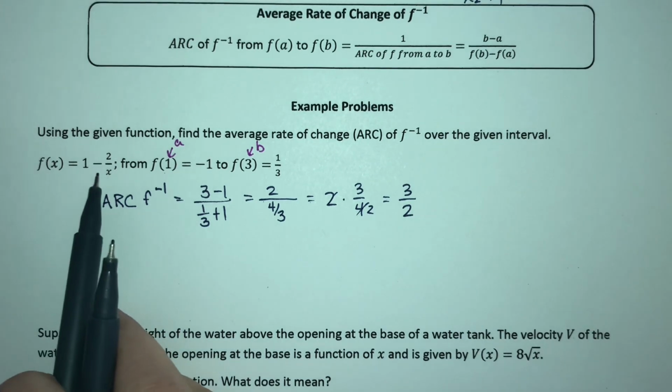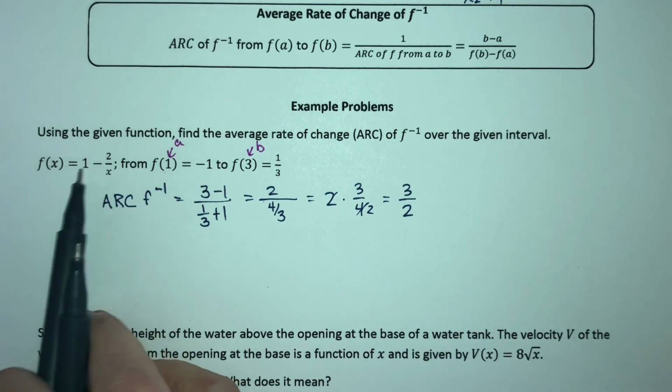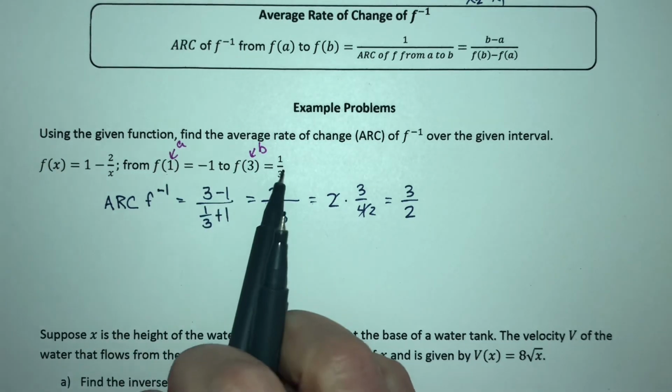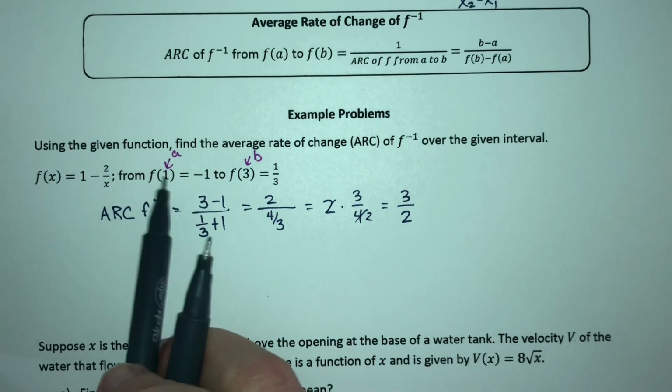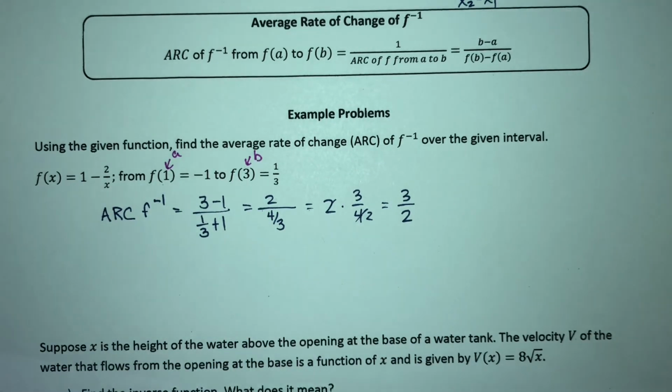Notice we didn't even really have to use this, and that's because they gave us these values. But if they didn't give us these values, then we would just take the 1, plug it in, take the 3, plug it in, get the values we need.